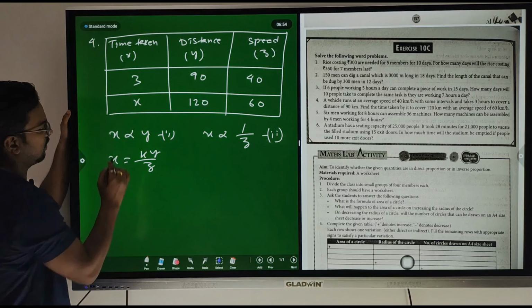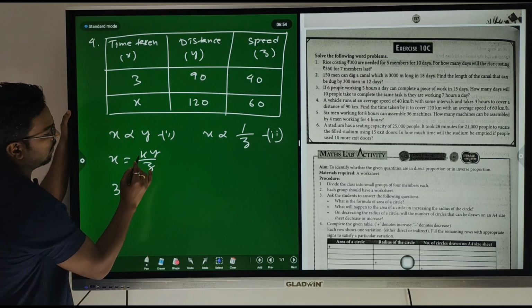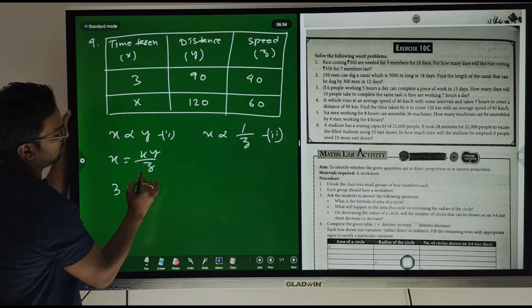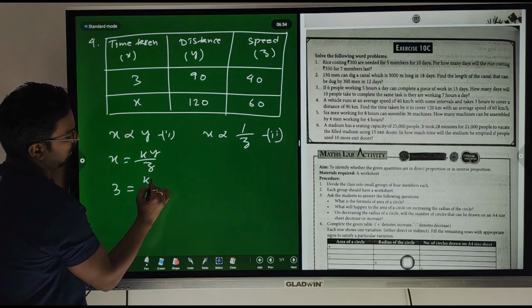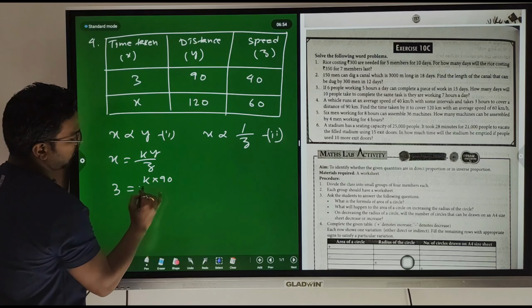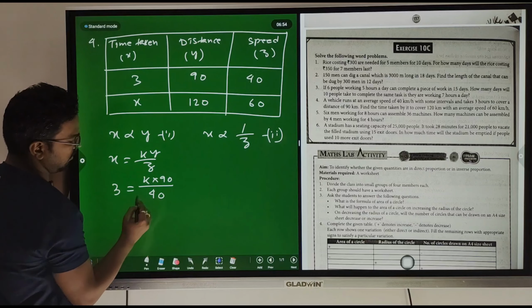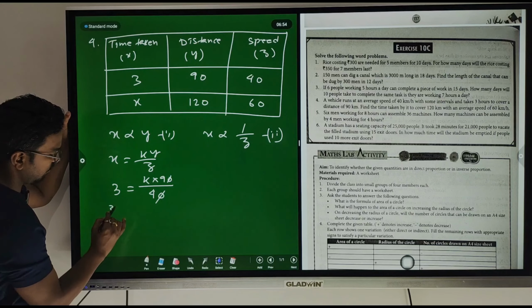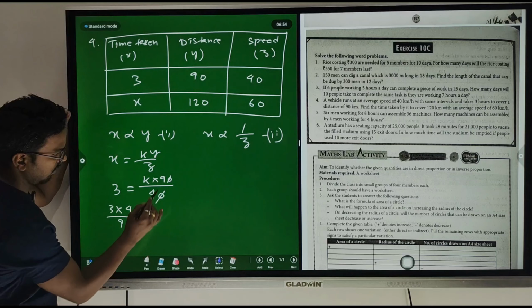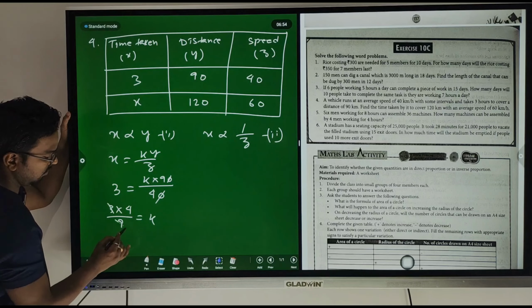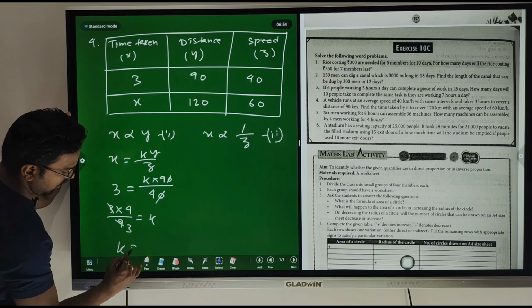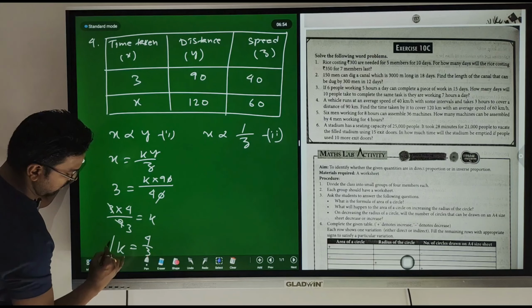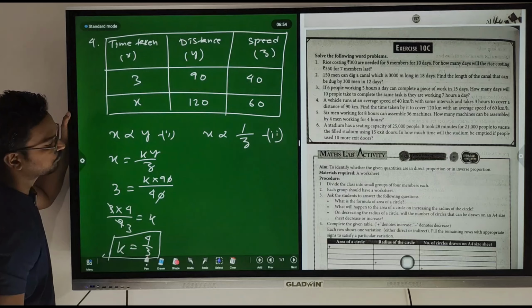So you replace the value. x is 3, k we don't know, y is 90, divided by 40. Okay, so if you cancel it, bring it to the other side. 3 into 4 divided by 9. If you bring it to the other side, it will divide, so this will become 3. So the value of k is 4 by 3. So this is the first part.